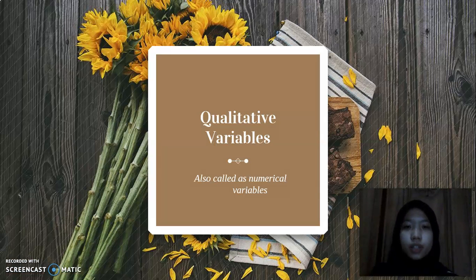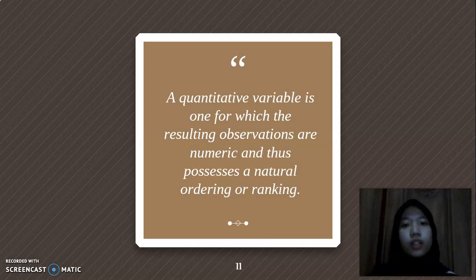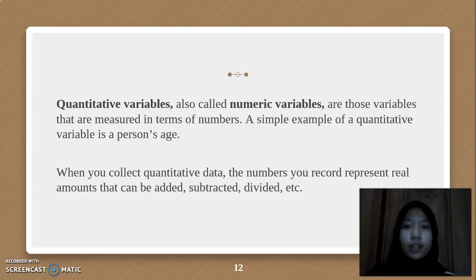The second type is quantitative variables, also called numerical variables. A quantitative variable is one for which the resulting observations are numeric and thus possesses a natural ordering or ranking. Quantitative variables, also called numeric variables, are those variables that are measured in terms of numbers. A simple example of a quantitative variable is a person's age. When you collect quantitative data, the numbers you record represent real amounts that can be added, subtracted, divided, etc.